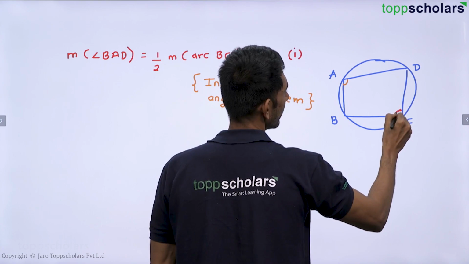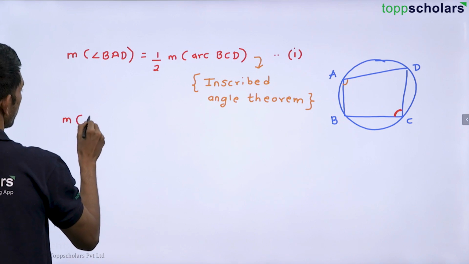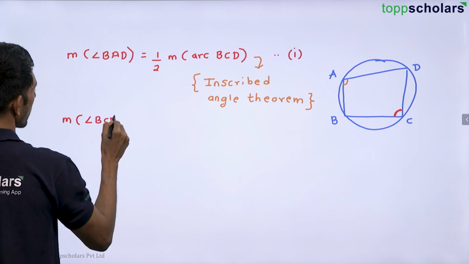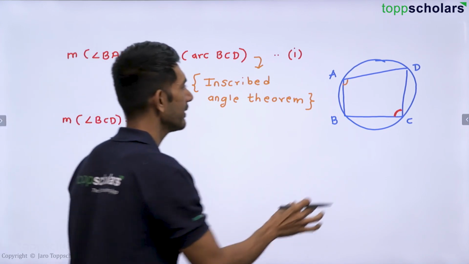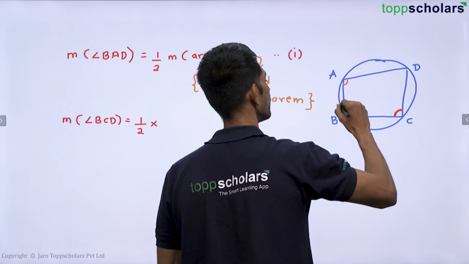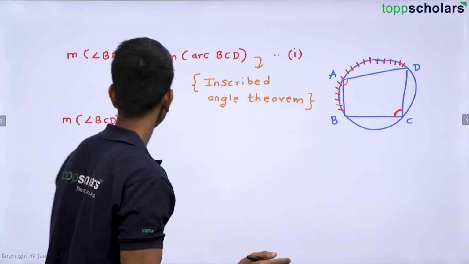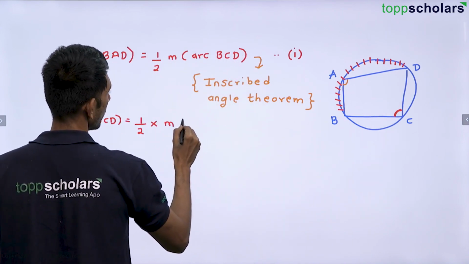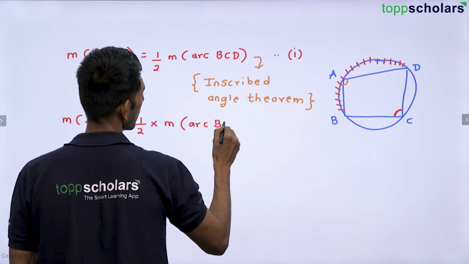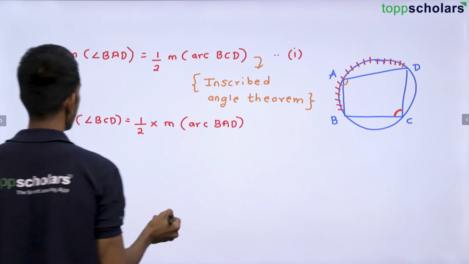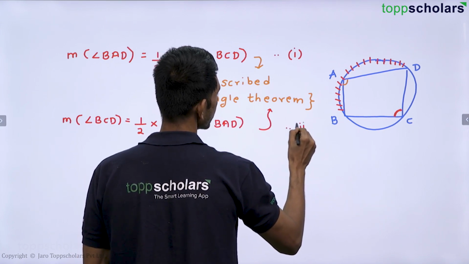Similarly, if I talk about this angle, that is measure of angle BCD, can I say measure of angle BCD is equal to half of, now BCD will be half of this, correct? Will be half of measure of arc BAD. What is the reason? The reason is again inscribed angle theorem. I'm marking this as statement number 2.